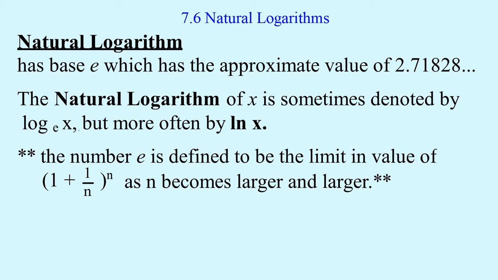Now, how we write it, you could put log base e of x if you'd like, but it's more often written as ln of x. I don't know why they didn't put it as nl. I guess follow the log format. I don't know. They just write ln of x, okay?